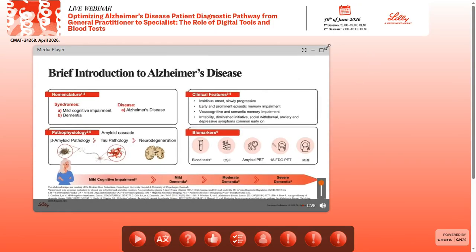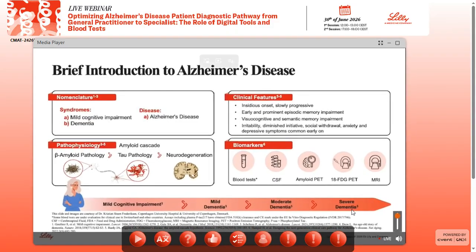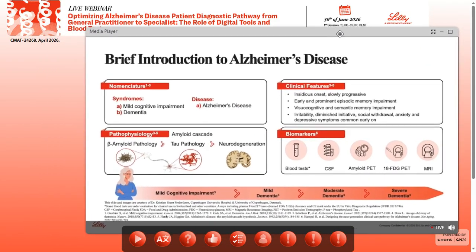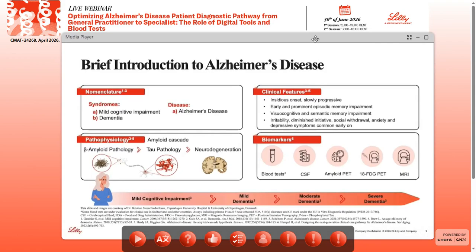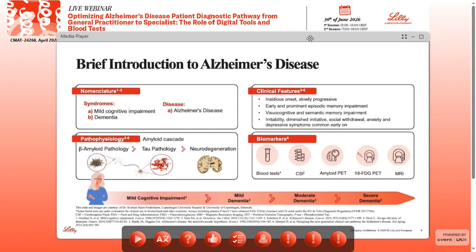the neocortex. We have now biomarkers that can measure those pathophysiological changes, for example, in fluids such as cerebrospinal fluid or blood tests, or imaging such as amyloid PET scans, FDG PET scans, or MRI. Symptomatically, typically at the beginning is an asymptomatic phase, where you can already find changes at the biomarker level, which is called a cognitively unimpaired phase. And then from the symptomatic phases, the first stage is mild cognitive impairment, which later progresses into mild, moderate, and severe dementia.